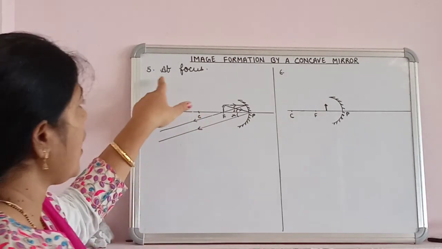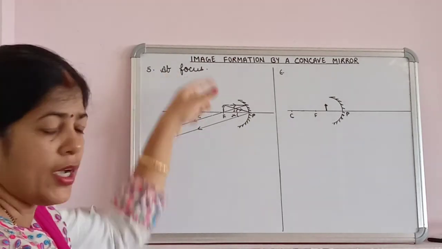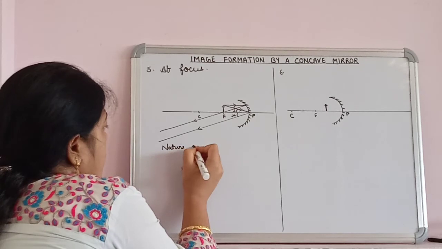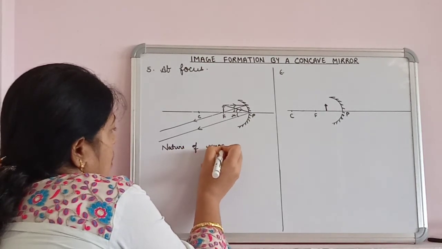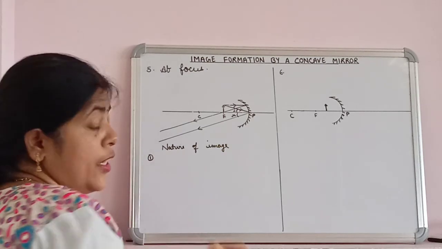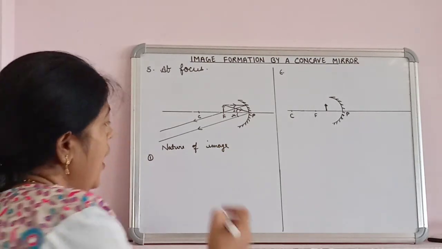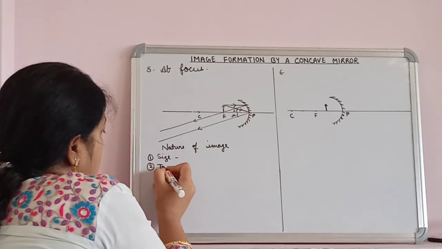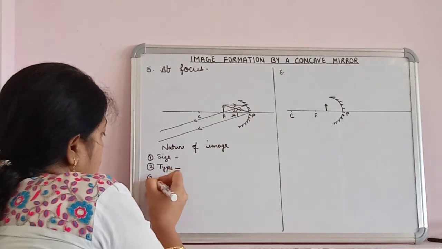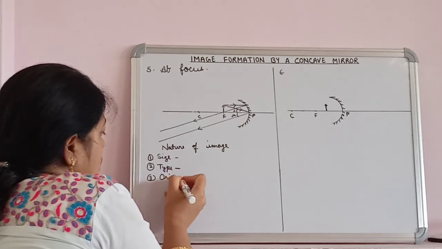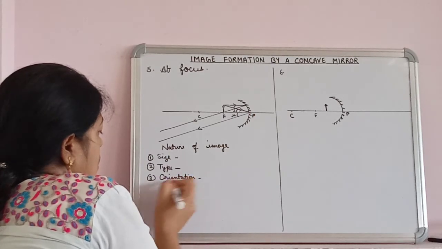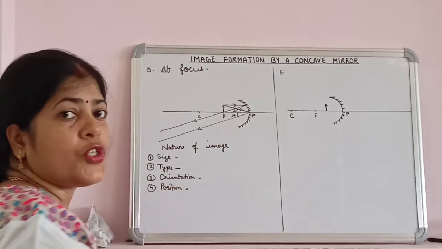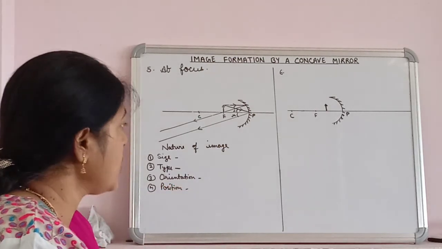So, in this fifth case where the object is kept at the focus, we are going to have the nature of image like this. Again, don't forget to write STOP. Okay? S stands for size, T for type, O for orientation and P for position. You need to write these four points always.